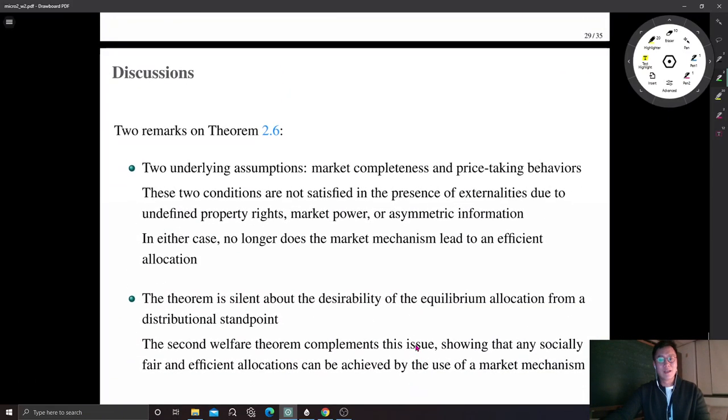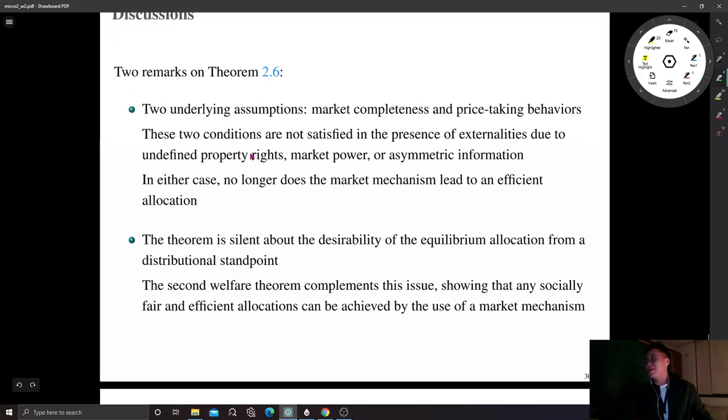Okay, so let me discuss this theorem very shortly. We make a very weak assumption for the validity of this statement. The first welfare theorem holds under just a very weak assumption, local non-satiation. But in fact, we already made two strong assumptions: market completeness and price-taking behavior. Those are assumptions of a market mechanism.